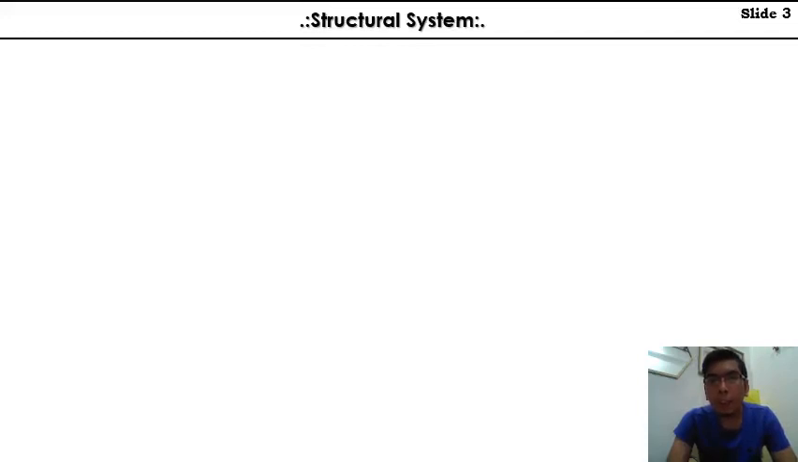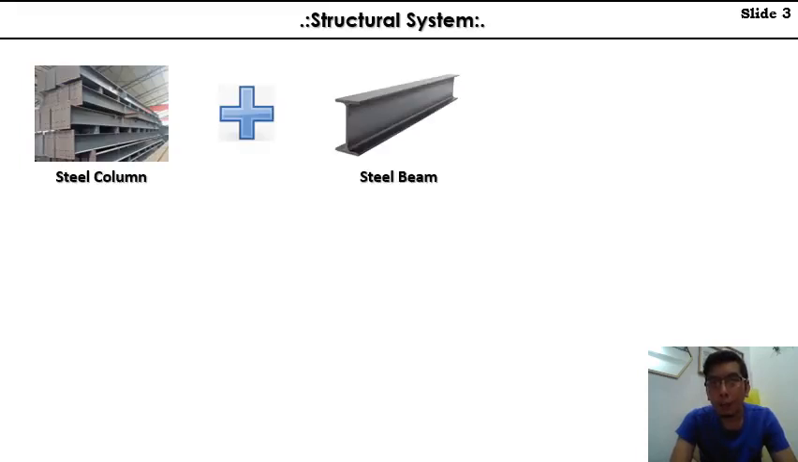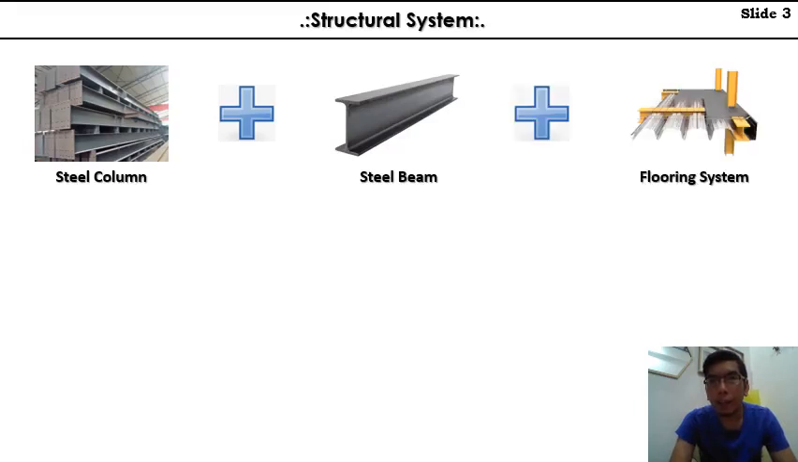Alright, next I'm going to explain to you about the structural system of the steel framing. As you all know, there are three main components that produce our structural system. The first one is the steel column, of course, with the beam, in this case steel. And the last part that makes up the structural system is our flooring system.